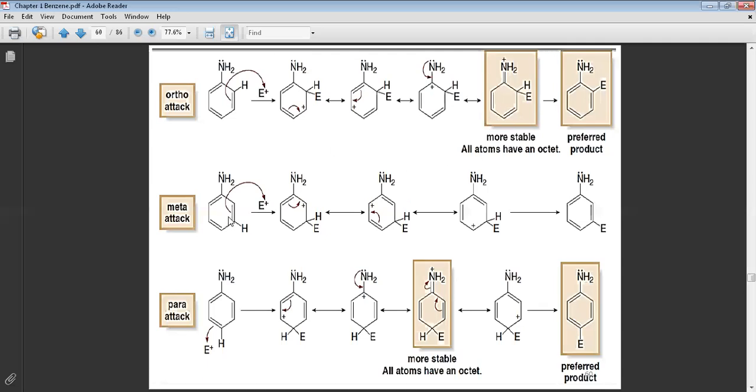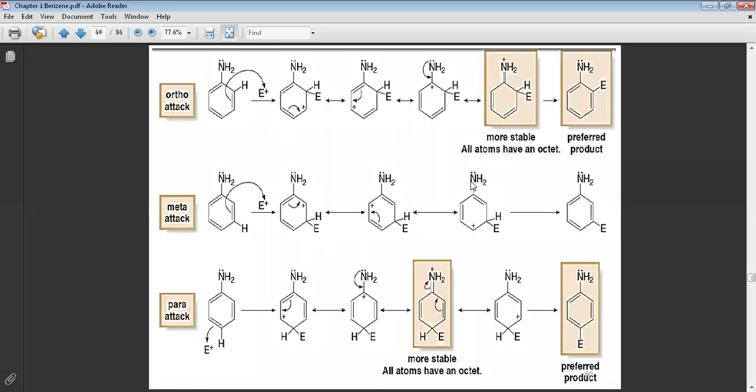Look at the meta. The meta attacks the electrophile. Yes, we have a positive charge. Now this double bond converts to here. This positive charge comes to here. That means we have 1, 2, 3 resonance structures. That means just 1, 2, 3. Okay, which one is more stable? 1, 2, 3, 4, or 1, 2, 3? The 4.